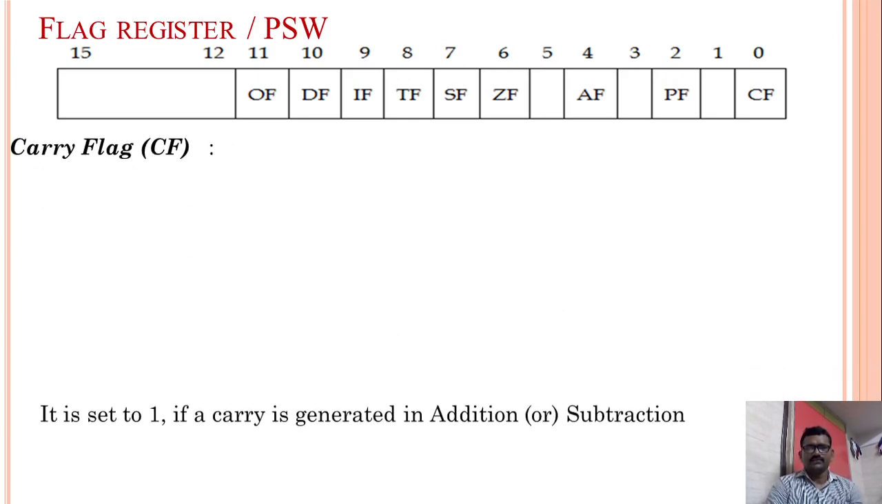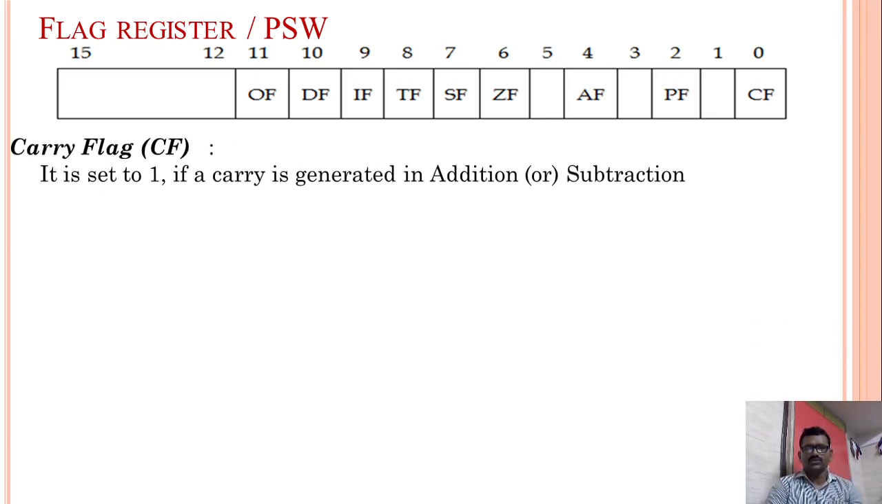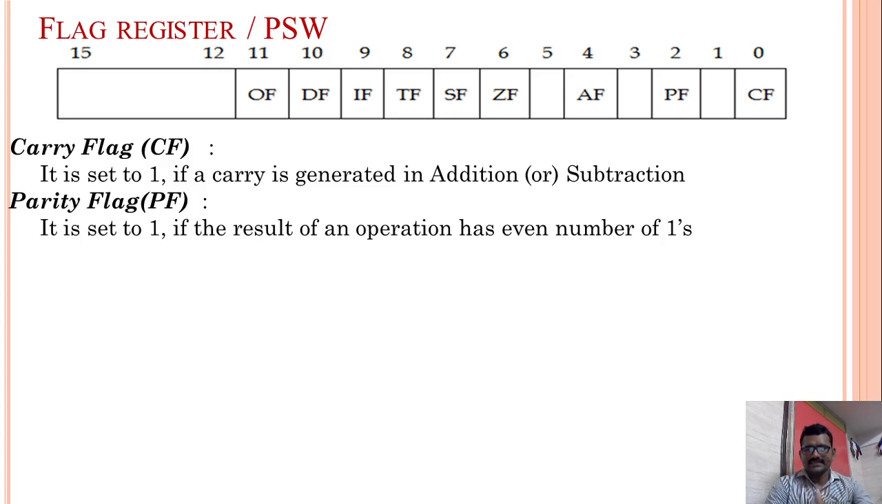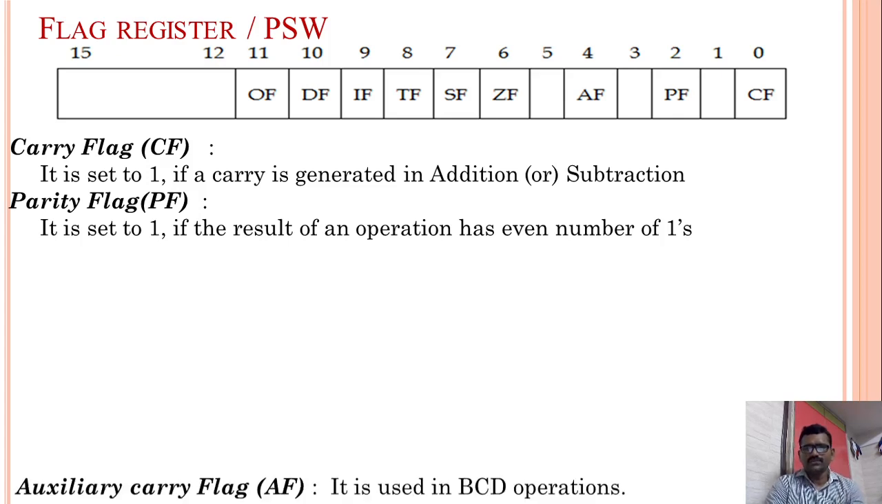So coming to carry flag, the carry flag is set to 1 if there is a carry generated in addition or subtraction. That is, during operation, if the result exceeds the MSB, if there is a bit out of the MSB, then it will go to 1 during addition or subtraction. Coming to parity flag, if the result has an even number of 1s, then the parity flag will become 1. For an odd number of 1s, it will become 0.